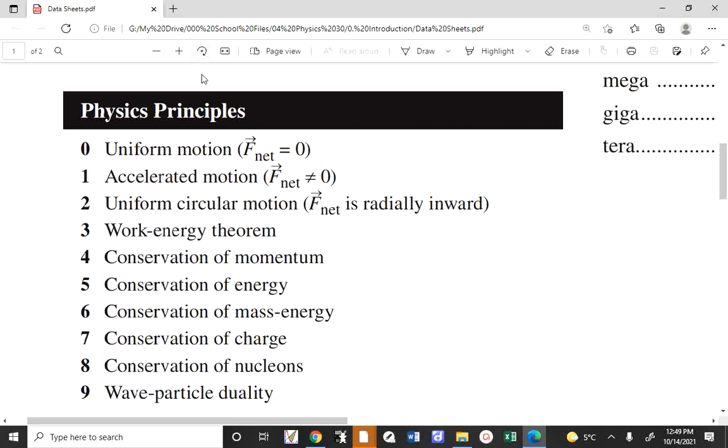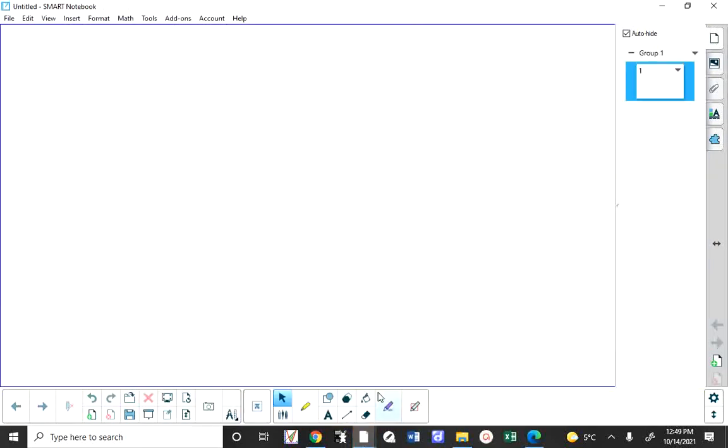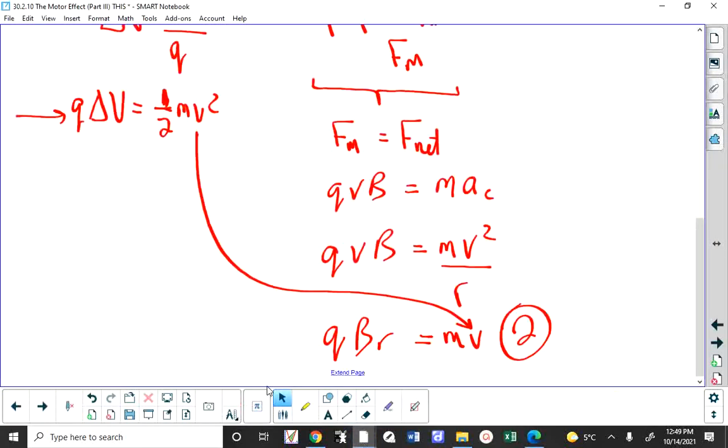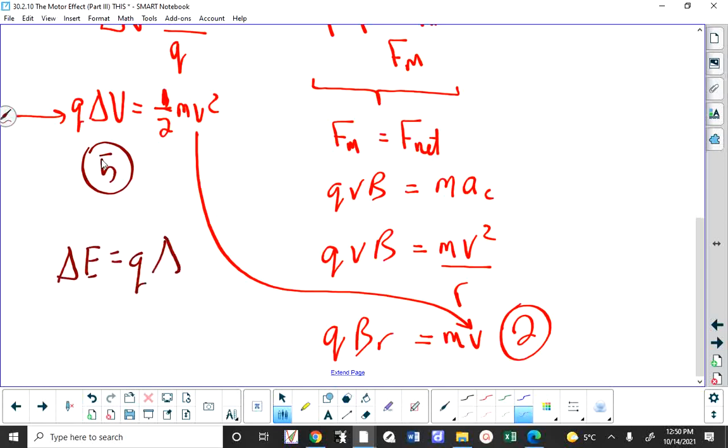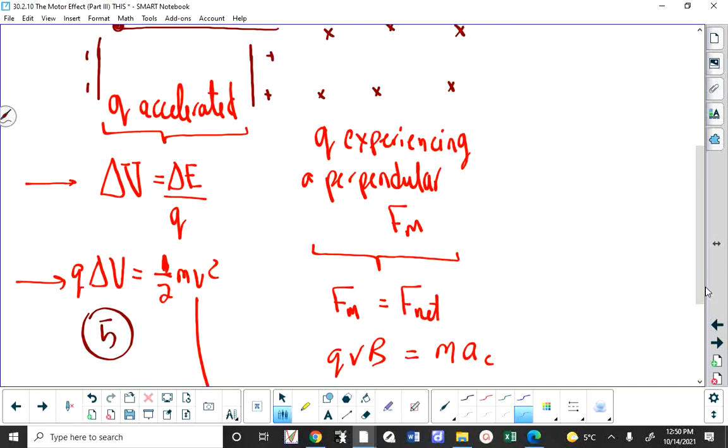That other formula, though, whenever you use it, and I don't know that this has come up yet, it's conservation of energy. That's what that formula is all about. There we go. This is physics principle 5, which is conservation of energy. The reason it's conservation of energy is that delta E equals Q delta V that we're making use of. I don't know if you remember, but I told you that in this formula, when we first learned it, your delta E could be kinetic or potential, but not both.